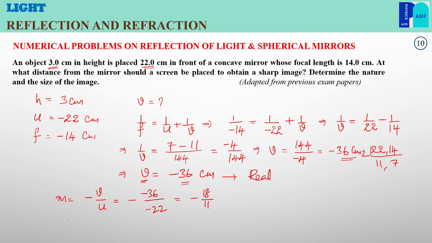And the magnification also has another formula, that is height of the image, h dash, divided by the height of the object, h. So this can be equated to the value that we got in the previous step, that is minus 18 by 11. And from this you substitute the value of h, that is h dash divided by h, which is 3, equal to minus 18 by 11. And from this h dash is equal to 3 into 18, 54, minus 54 divided by 11. That is minus 4.9 centimeters. Therefore, the image formed is a magnified one when compared to the size of the object.